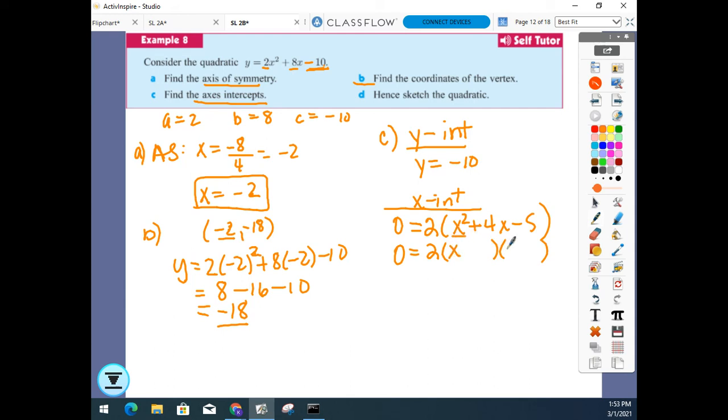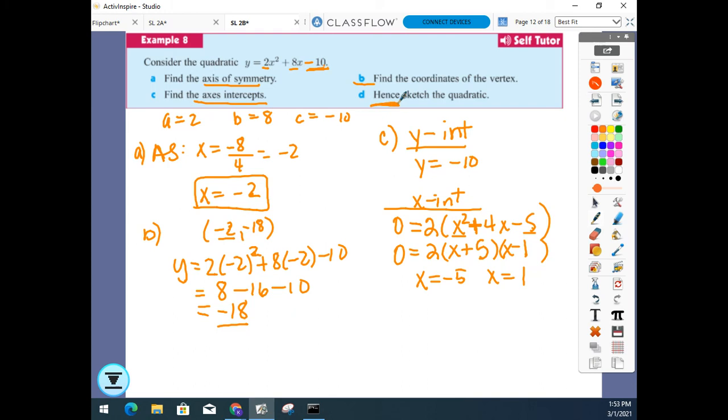Break apart your x squared. Factors of 5 that subtract to get 4. 5 times 1 is 5. 5 minus 1 is 4. Because the 4 is positive, the 5 is positive, the 1 is negative. So my x-intercepts are -5 and +1. So we're going to take all of these.